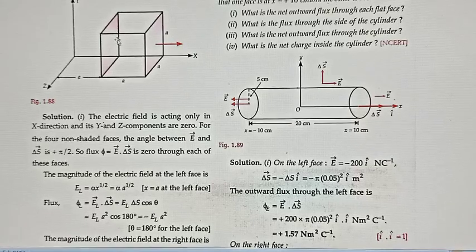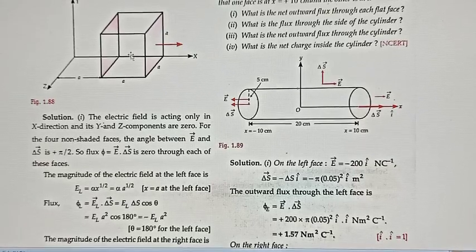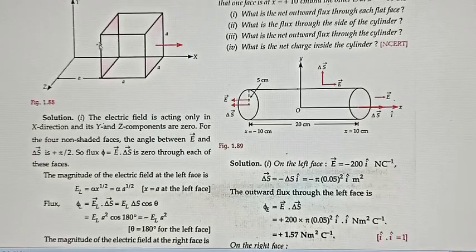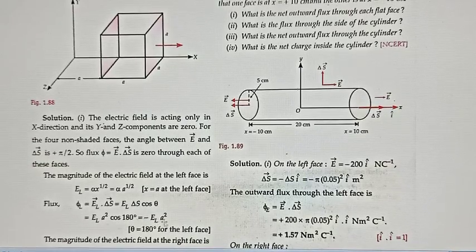But what is theta? The direction of electric field is along the x-axis, and the area vector is opposite to that. So what is the angle? The angle is 180°. Fine. So it is 180°, so it is minus E a square.